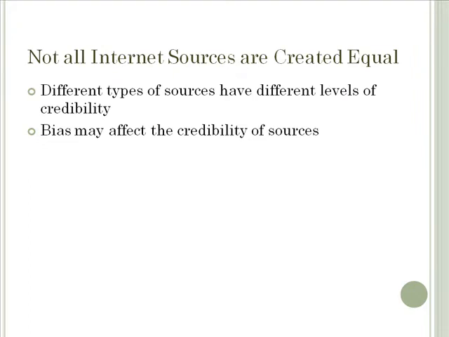Bias is a one-sided opinion. Everyone has a bias because as people we have very strong opinions. In research, being aware of the author's opinion, basically his or her bias, helps us to determine whether the source will fit our needs or not.